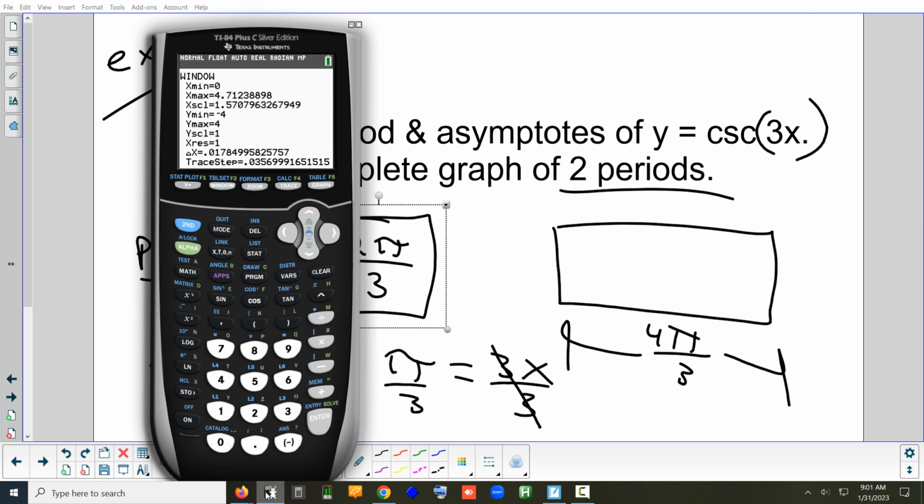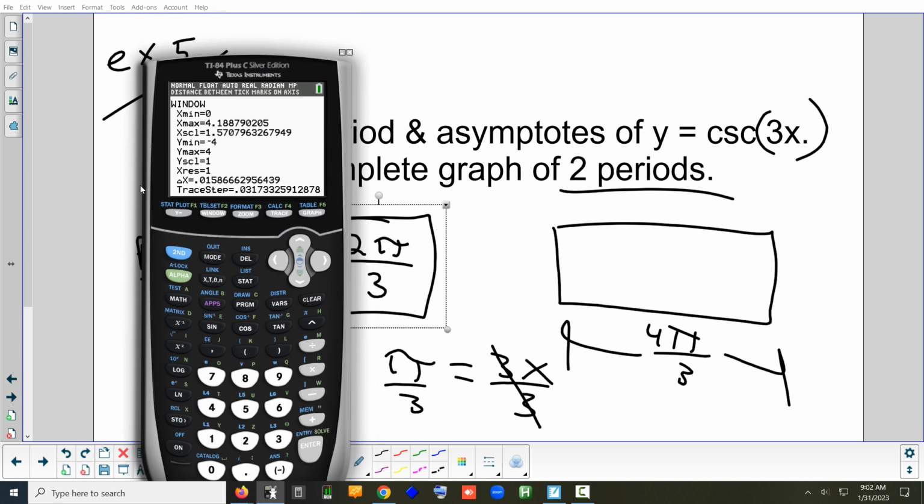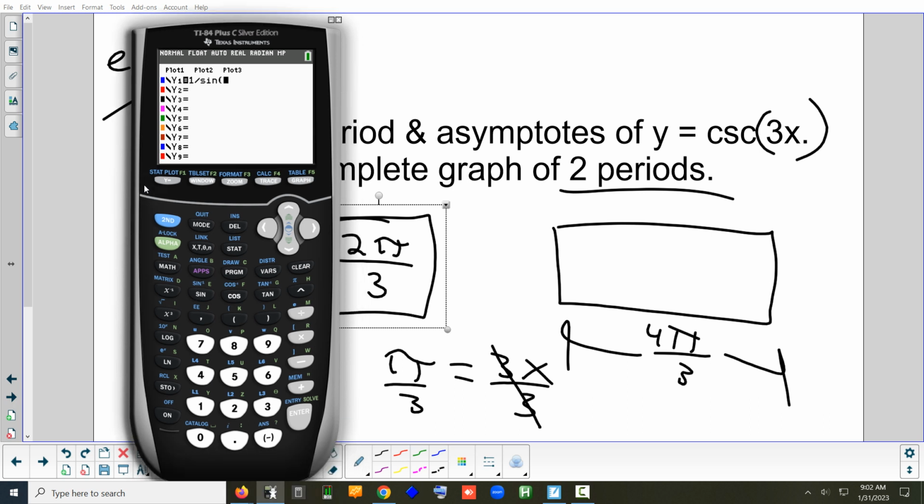Okay, that's what I do. So let's put in 4 pi over 3. Okay, so put that in. And now put your function in y1. Which function do we flip to put in cosecant? Because I don't have a cosecant button. Yeah? The sine. So we have to do 1 divided by sine, but not just sine of x. 3x. Okay, we have to keep that 3 there.